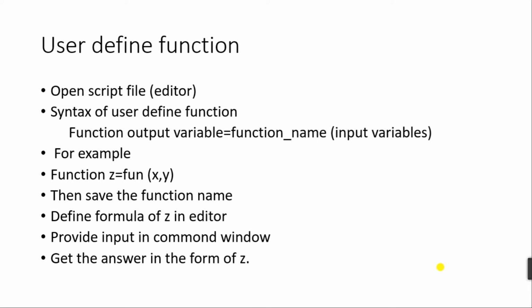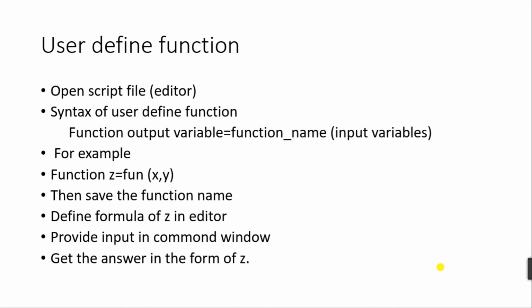First of all, we write function and output variable, for example, z. Z is the output variable. Then sign of the equal, and then write the function name. In the example, we use fun as a function name. When we define the area or circumference of the circle, we can write circle as a function name. We can write whatever function name we want. Then write the input variables, as I write in the example, x and y variables.